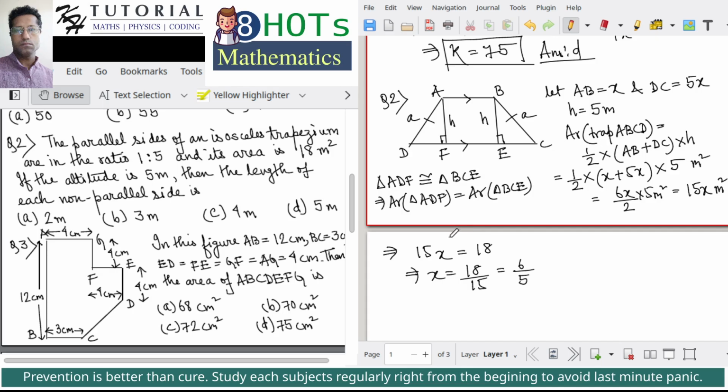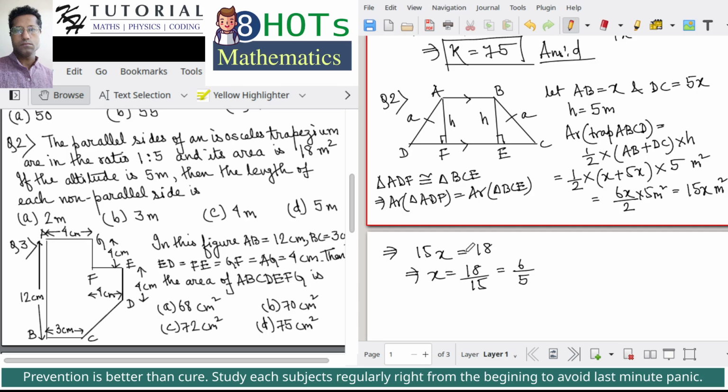But this was not required. The thing that we need is EC. We have to somehow find a. It has asked the length of each non-parallel side, so we have to find a. We know the height, the altitude. If we know EC, we can find a. Now, let me first find.